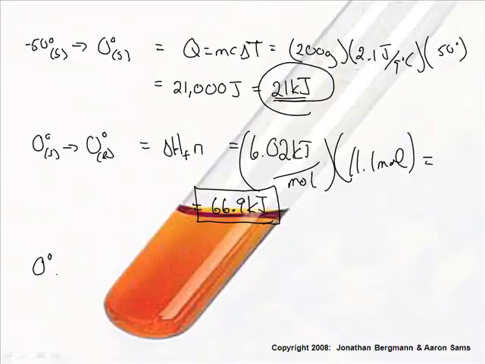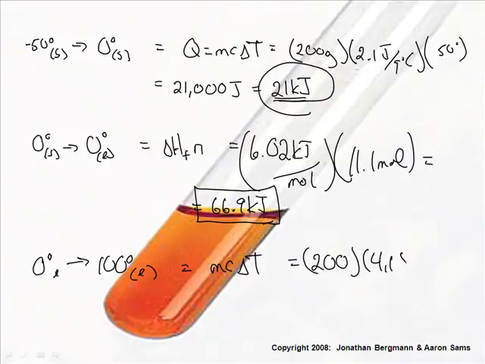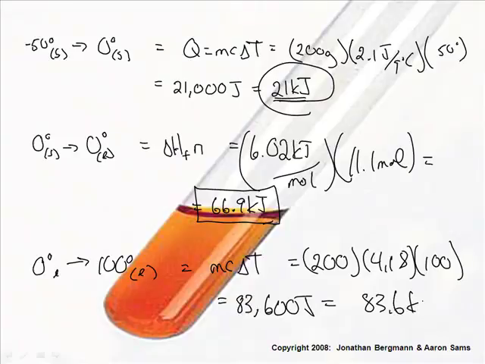Then we're going to go from 0 degrees as a liquid to 100 degrees as a liquid. We'll use the equation mc delta T. I know it's going to be 200 grams, 200 times 4.18 joules per gram degree Celsius, and then a 100 degree change. That's going to give us a big number: 83,600 joules, or 83.6 kilojoules.